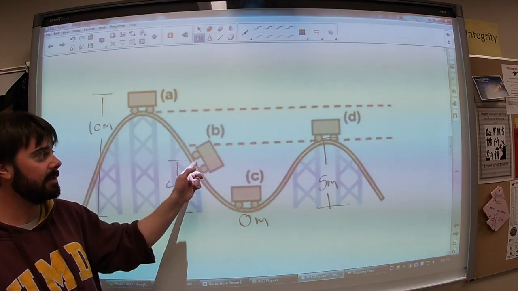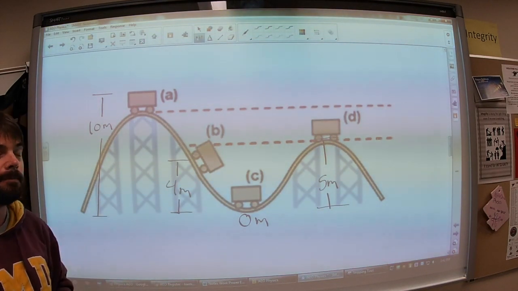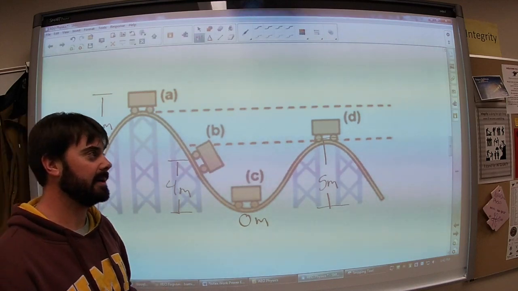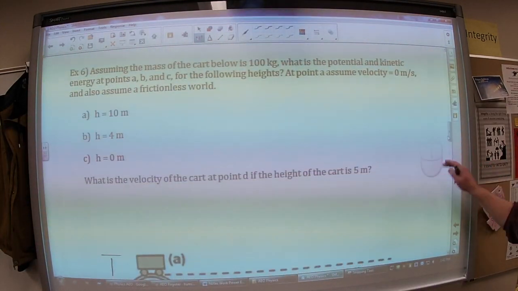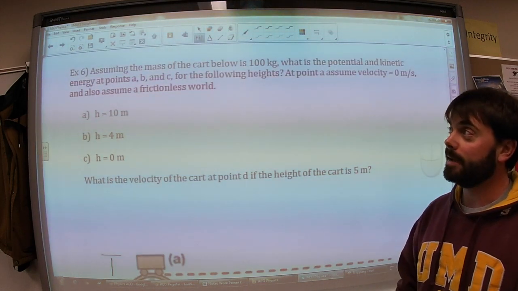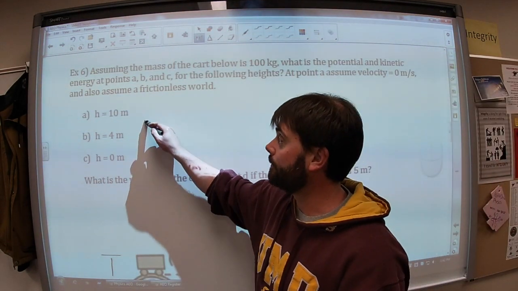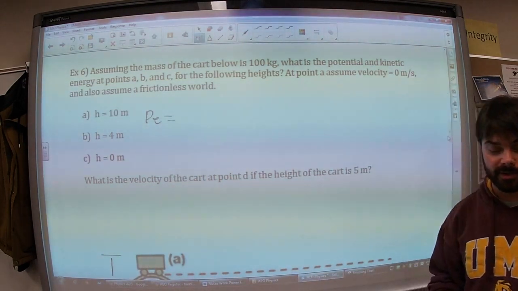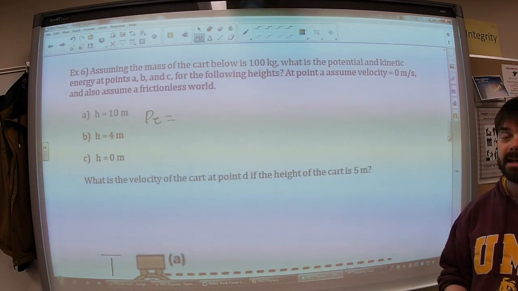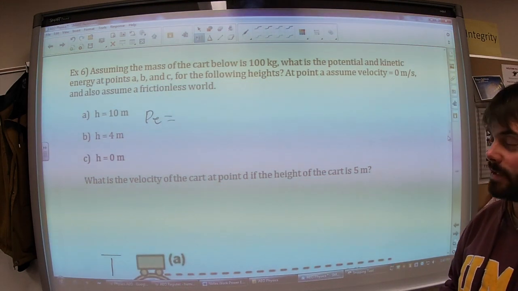In some places in between, at position B and D, there will be some potential and some kinetic. So I'll show you how we can determine that. First thing we're going to do is figure out, well, what is our baseline? If we want to figure out the potential energy of the cart when it's at its highest point, we simply do m times g times h. So the mass times the gravity times the height.